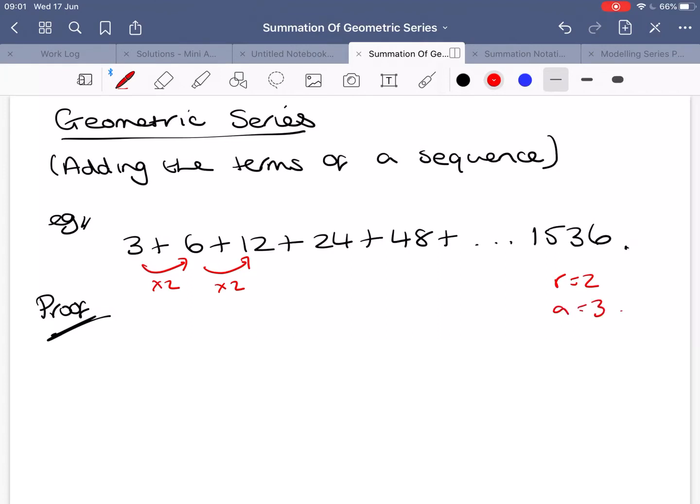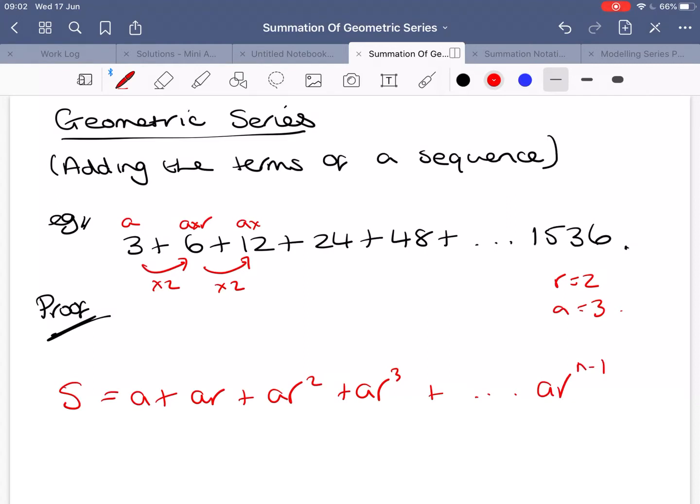And just like the arithmetic series, there is a formula for this, and we've got to work it out. So we're going to do this algebraically to begin with. We know the first term is A, and the second term is A times R, so it's AR. And the third term is AR squared, and AR cubed, all the way up to the last term, which is going to be AR to the n minus 1.